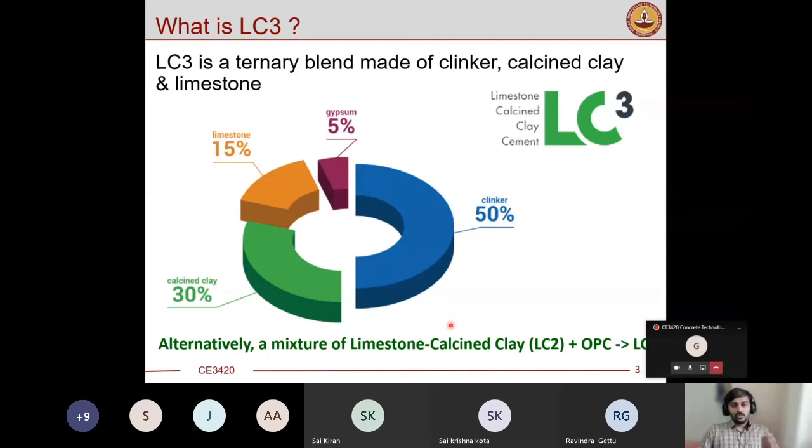So in general, LC3 is a ternary blended cement. So instead of just having one material to replace your clinker, you are replacing it in parts with limestone as well as calcined clay. So it's made up of clinker, calcined clay, and limestone. Alternatively, when you just use a combination of limestone and calcined clay and add it just like a pozzolan, like your fly ash, silica fume, or metakaolin, this combination of mineral admixtures is called LC2. So there are some unique benefits which we can get by going for such combinations.